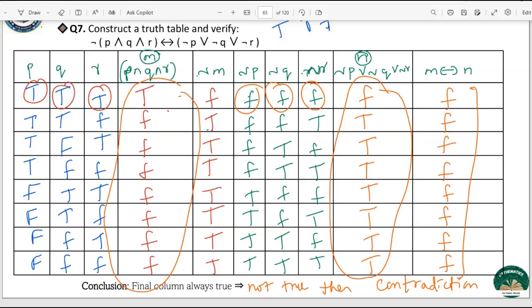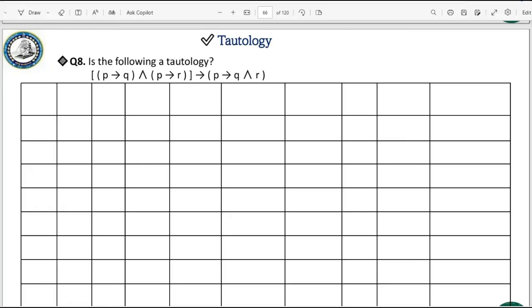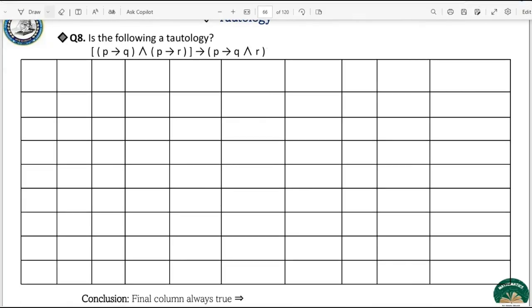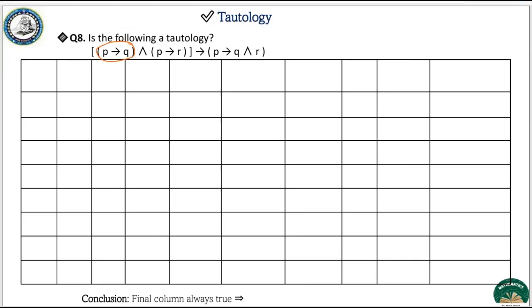So yeah, moving on with the next one, we have: is the following a tautology? We have to check whether it is a tautology. Let me check. So it is here. First column, we have P, Q, R. First bracket is P implies Q. Second bracket is P implies R. Then it is P implies Q, P implies R, and then P implies Q and R.